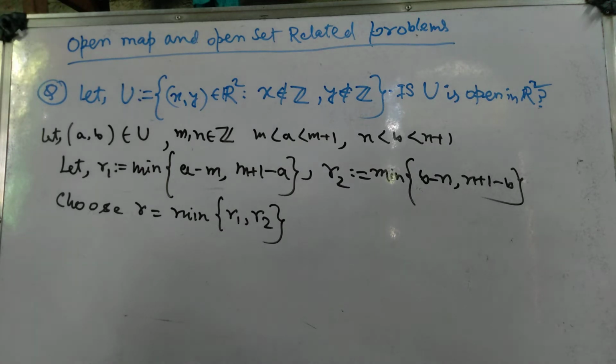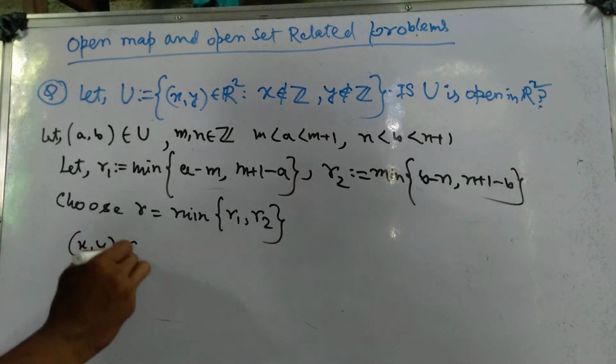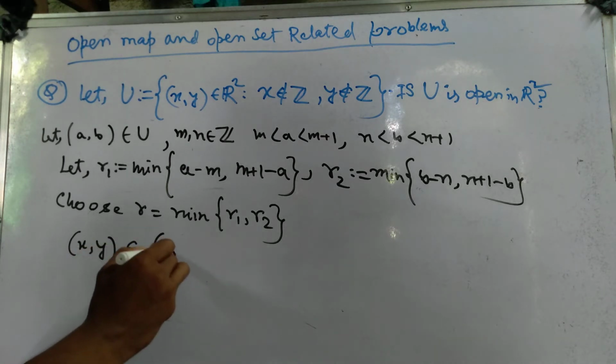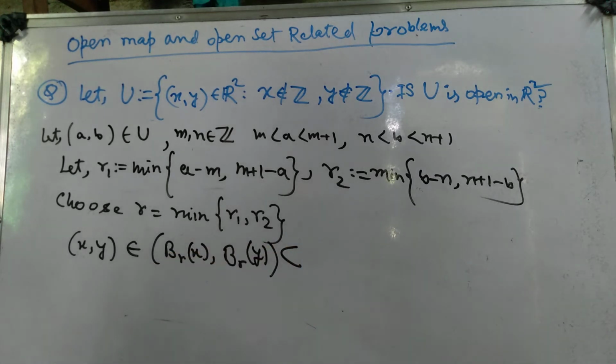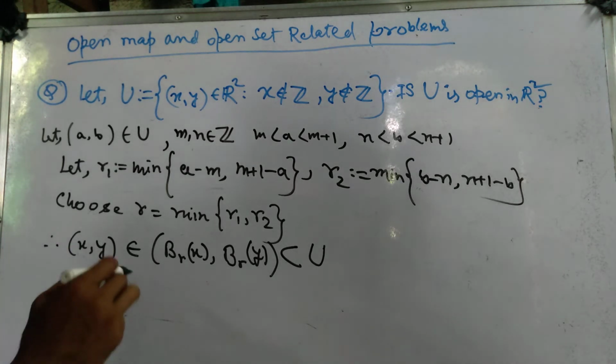Then (x, y) belonging to B_r(x) and B_r(y), and B_r(x) and B_r(y) are a subset of U. That means they do not contain any integer also. So U is open, hence U is open.